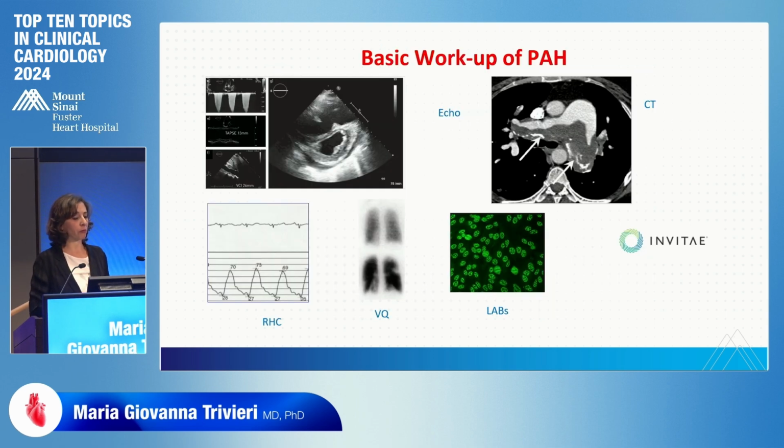The basic workup you're very familiar with obviously involves doing an echo, doing a CT, to exclude chronic thromboembolic disease. Clearly, right heart cath is key. A VQ scan is something we have to do even though the CT is negative, because it has a higher sensitivity compared to the CT, and lots of blood testing to exclude, for example, connective tissue disease, HIV, or liver disease, other conditions that might be related to PH. And very recently, we've also been doing a lot of genetic testing to exclude genetic forms of PH. So I tend to now incorporate that pretty regularly in my assessment.